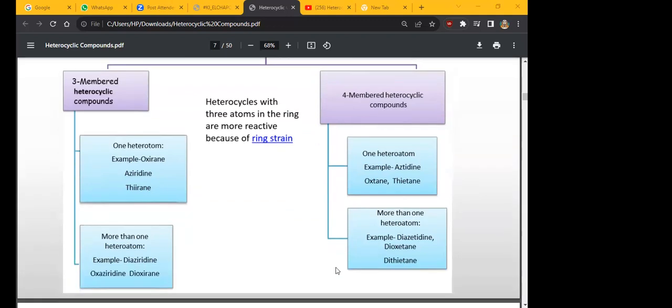So examples of 3-membered heterocyclic compounds, there are ones like these. Oxirane, because it has oxygen as the heteroatom. Aziridine because it has nitrogen. Whenever you see 'az', it means nitrogen. Thiirane, every time you see a 'thi', you know there's a sulfur somewhere. So this is for the 3-membered rings, yeah?